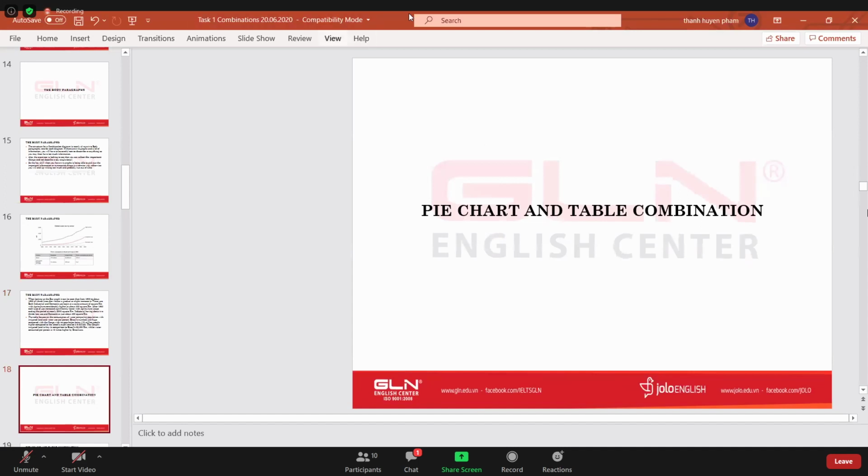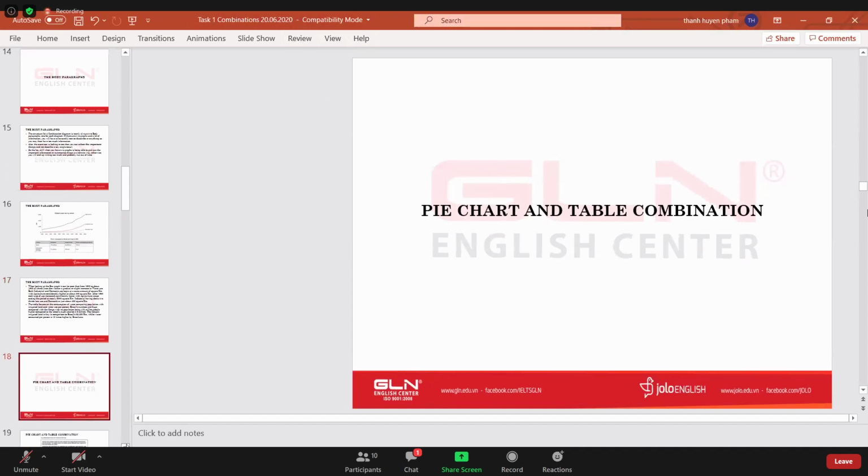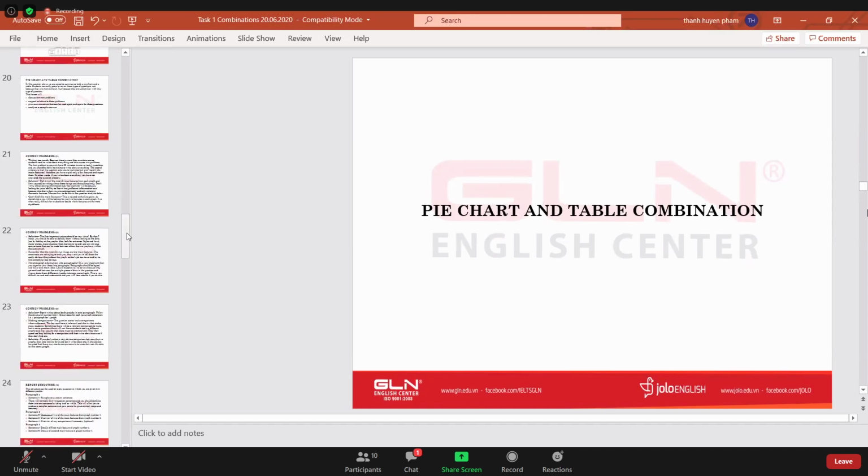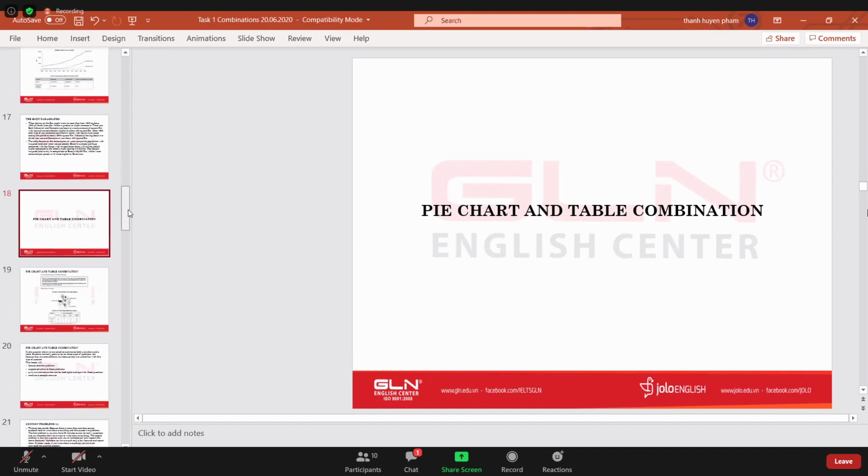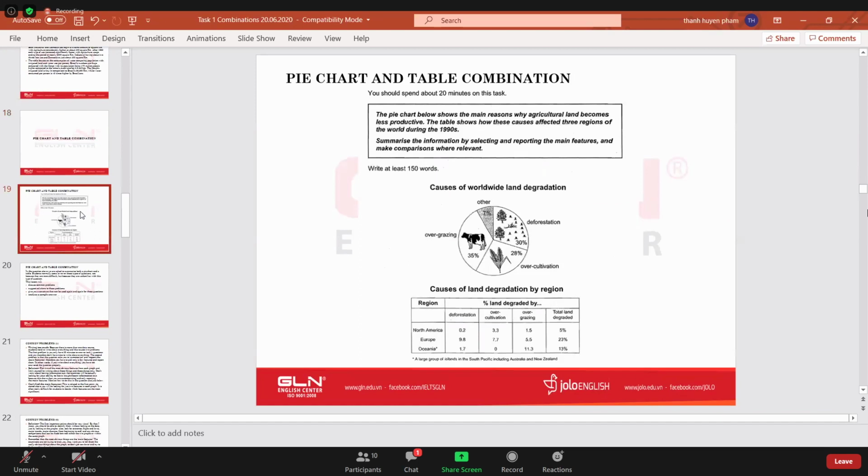Let's have a look at a different example. So here we have a pie chart and a table. And this, if I remember, was in one of the Cambridge IELTS books. I can't remember which number, maybe about number 8 or number 9 that I've taken it from. And here we have a pie chart and a table.